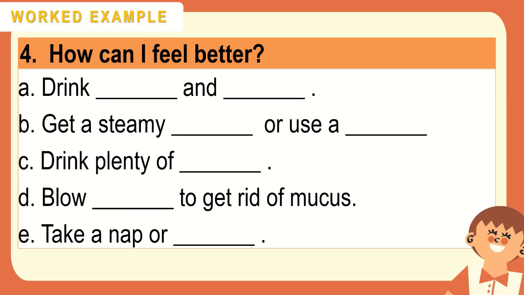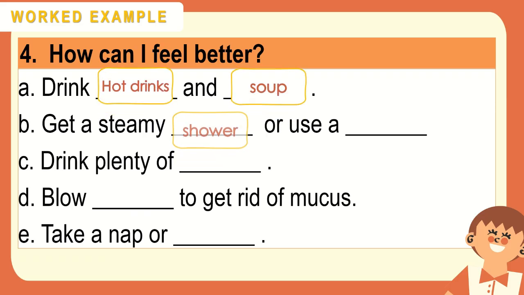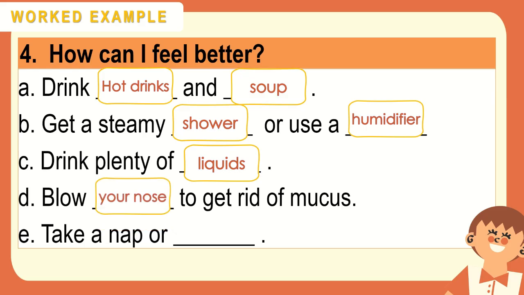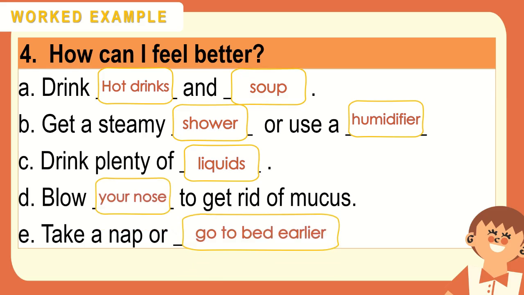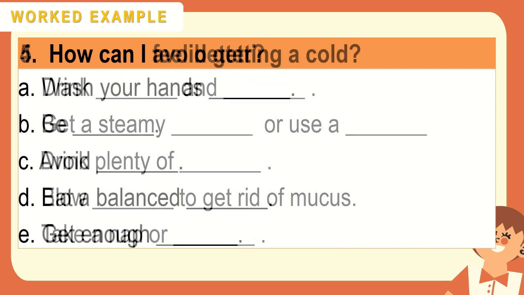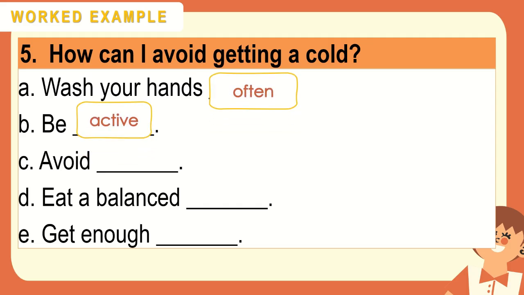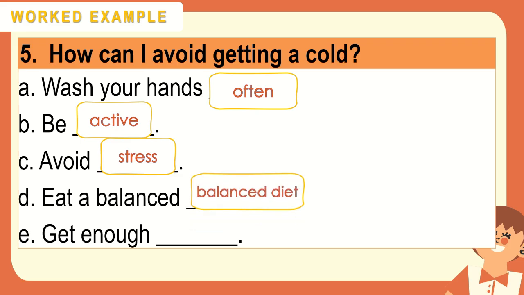How can I feel better? Drink hot drinks and soup. Get a steamy shower or use a humidifier. Drink plenty of liquids. Blow your nose to get rid of mucus. Take a nap or go to bed earlier. How can I avoid getting a cold? Wash your hands often. Be active. Avoid stress. Eat a balanced diet. Get enough rest.